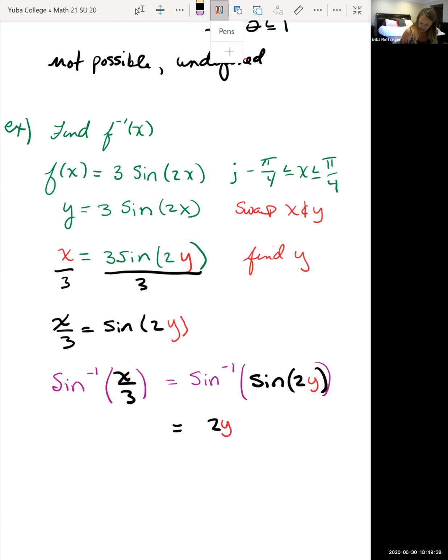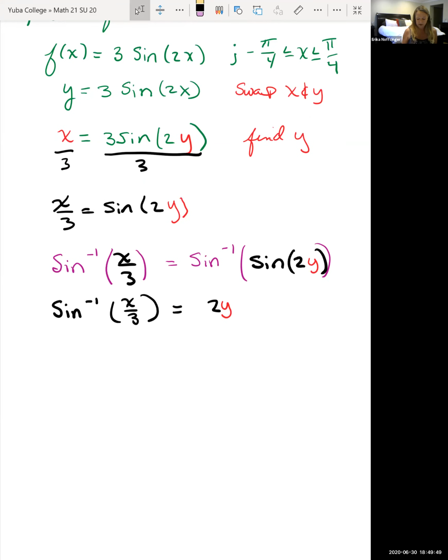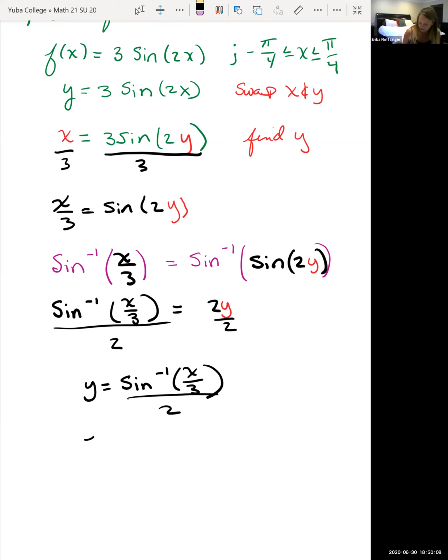On this other side, nothing cancels. It's just sine inverse of x over 3. So to get y by itself, we can divide both sides by 2. So we get y is equal to sine inverse of x over 3, divided by 2, or f inverse of x. You can keep it like that, or we can pull the 1/2 out front if you want. So 1/2 sine inverse of x over 3.